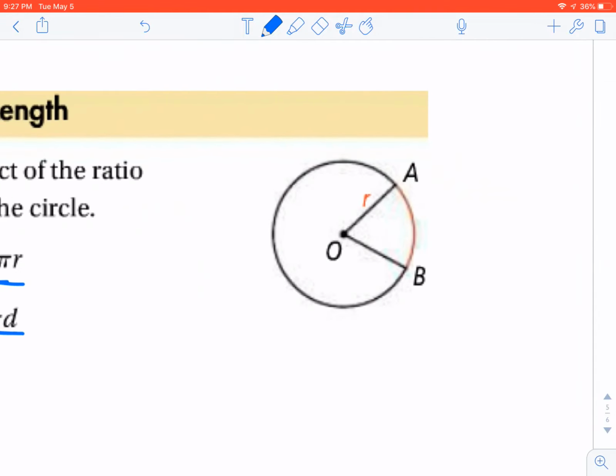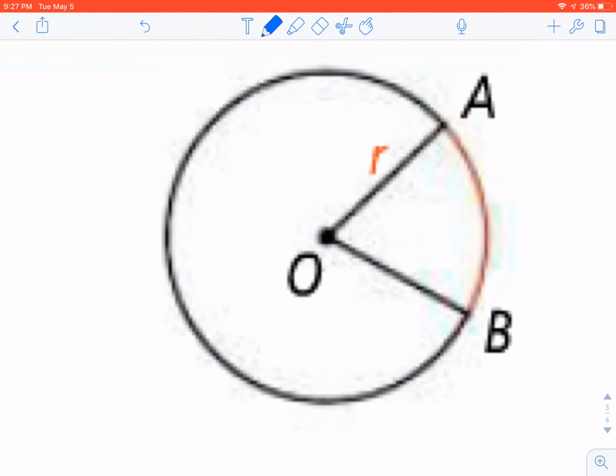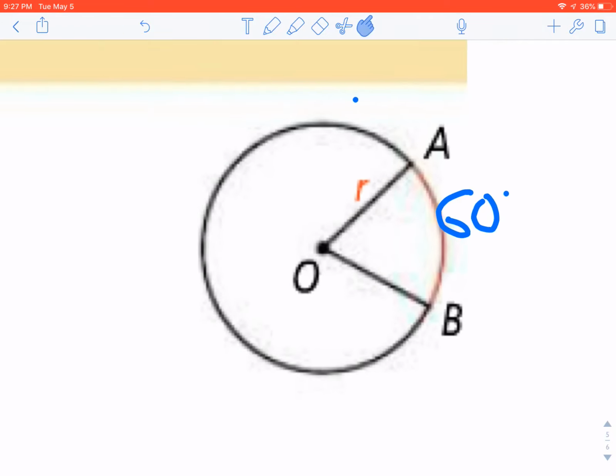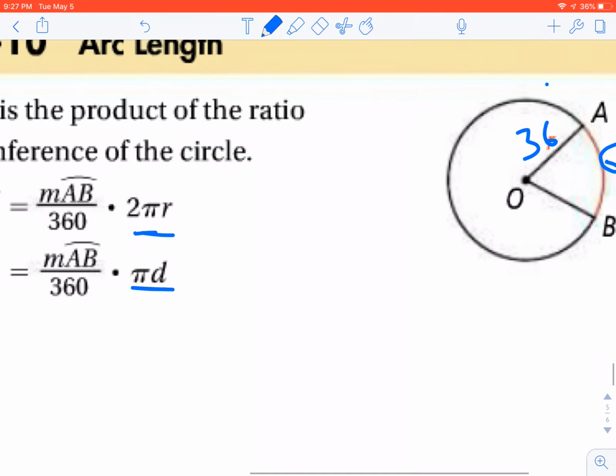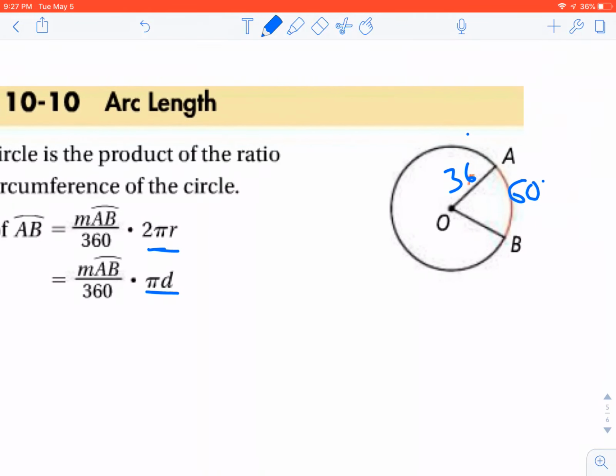Let's pretend that arc AB is 60 degrees. Let's say that arc measurement is 60 degrees. To find the arc length, let's just say that the radius is, I don't know, 36. Make it really easy. Let's say the radius is 36. Or let's not do that. Let's make it 18. Make the radius 18.